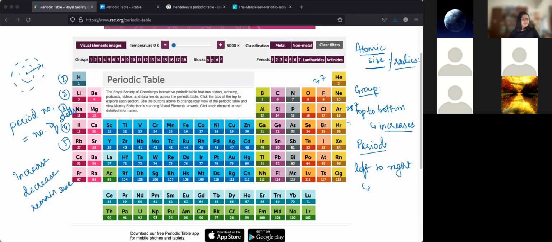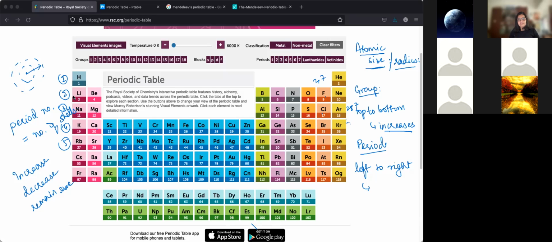Anirban, Elena, what do you guys think? Decrease. Elena? It'll decrease, I think. Okay. Dhruv, Mansi, Divya, what about you guys? Mansi says decrease. Divya is also saying decrease. I guess decrease. Okay, most of you are saying decrease. But what is the reason why?